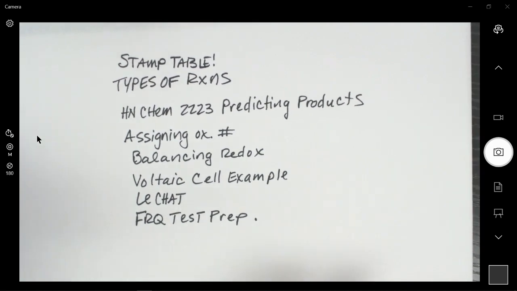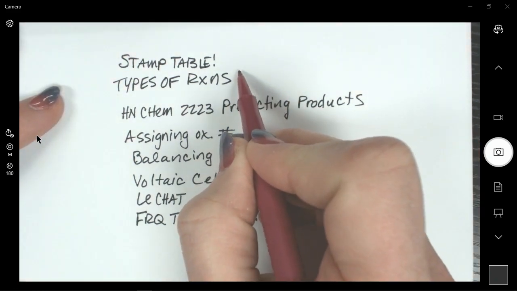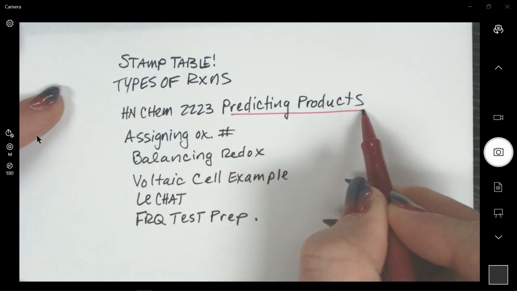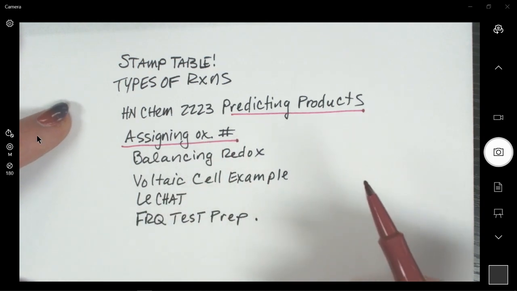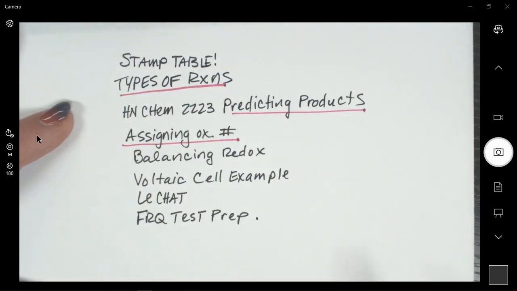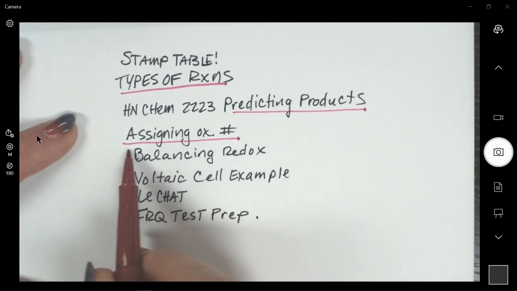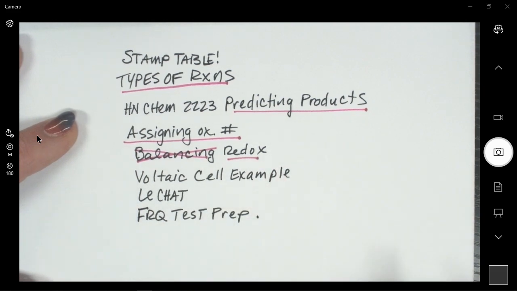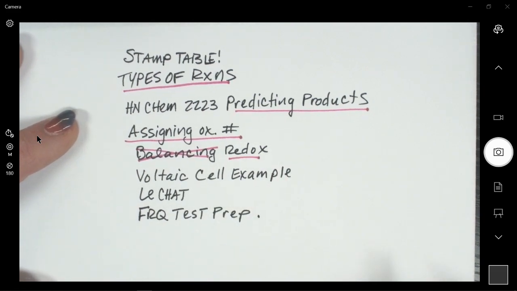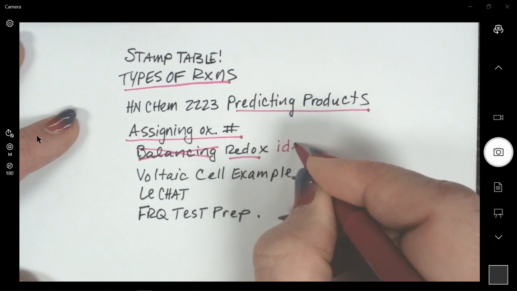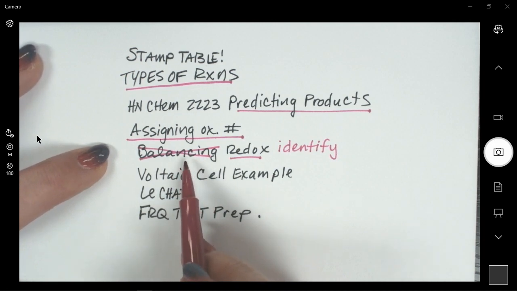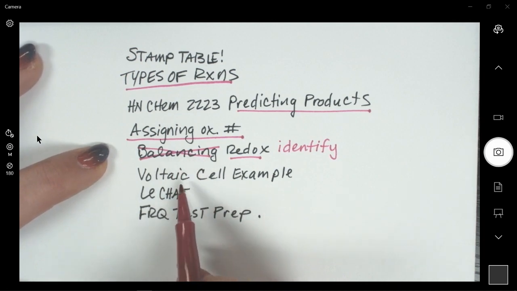So I wrote your test, and you have to predict products, assign oxidation numbers, identify the type of reaction. You don't have to balance the redox, but you have to identify. So this is the front page of that redox, right? The balancing redox was just a tool, so that is not on there.